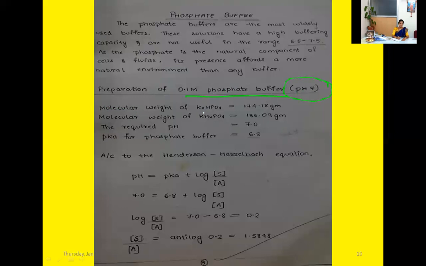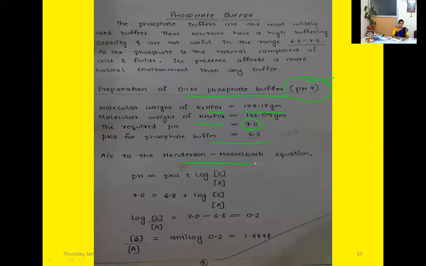First, write the molecular weight of K2HPO4, which is 174.18 gram. Whatever pH you get, you must prepare according to that. This is standard. Then the molecular weight of KH2PO4 is 136.09 grams. The required pH is 7.0. In the exam, whatever pH they ask you, you need to write it here. They may ask you 7 or they may ask you 6, and you need to prepare that. The pKa value for phosphate buffer is 6.8.